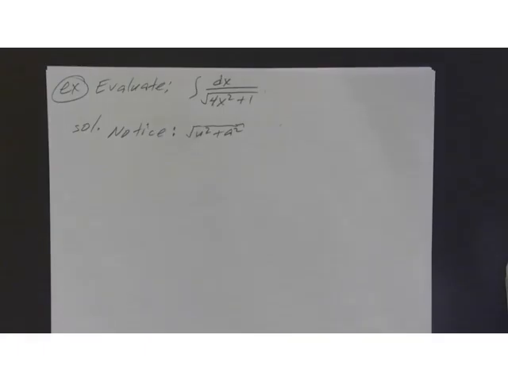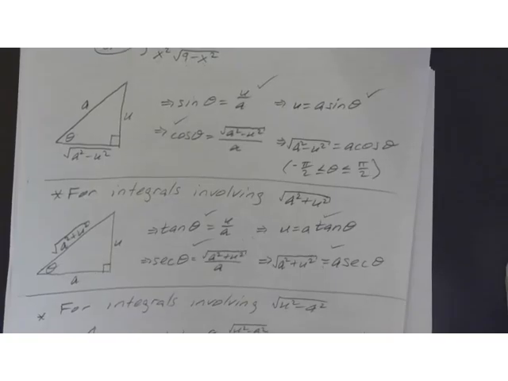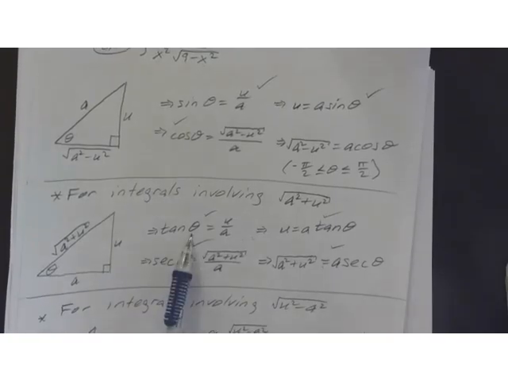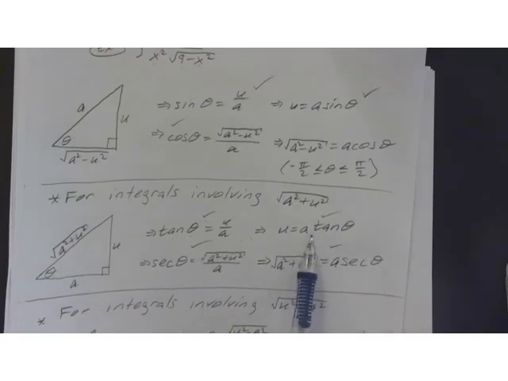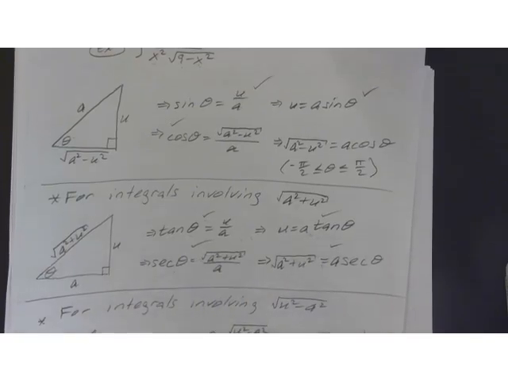Okay, so we know with the u squared plus a squared, we're going to use tangent, well, square root of a squared plus u squared. We're going to use tangent. So we have to find our tangent of theta, solve for that u, and our secant of theta.